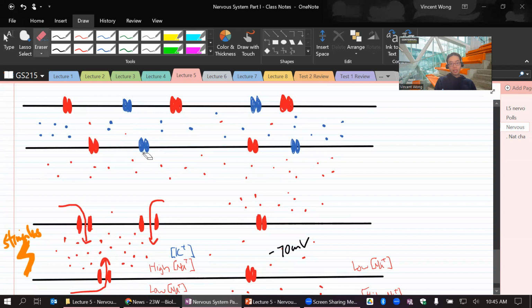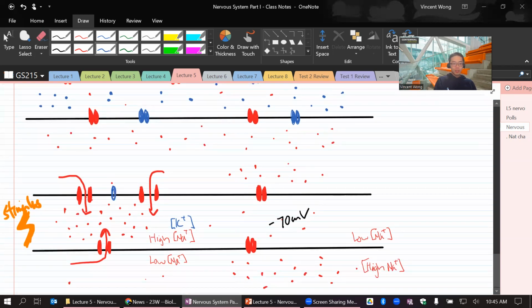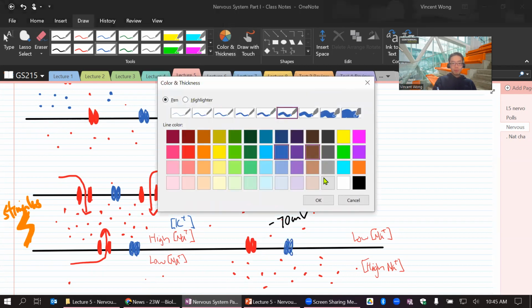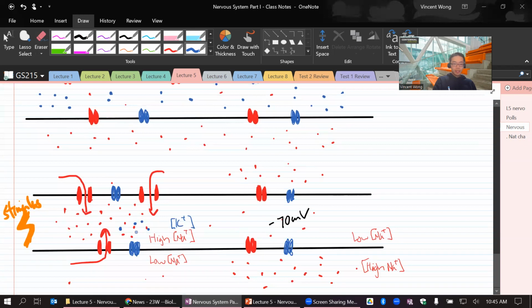Because the potassium channels are still closed, right? Okay, so if we draw the potassium channels here, they are still closed, right? Still closed. So just like before, it's still very high. Does that make sense, Sashana? Yeah, okay.